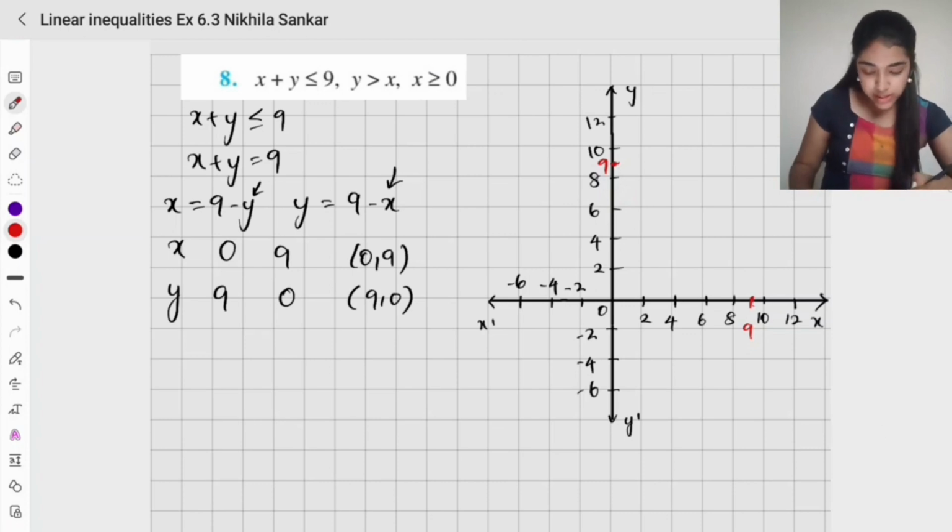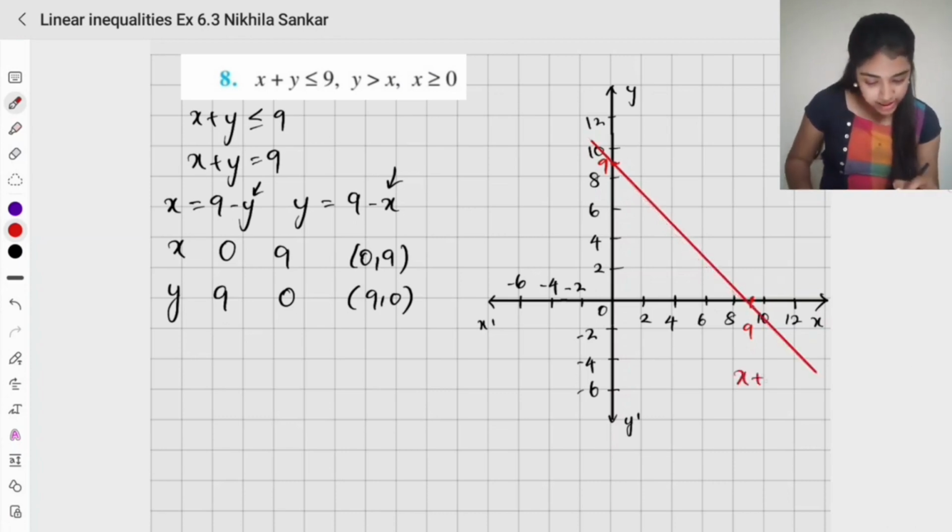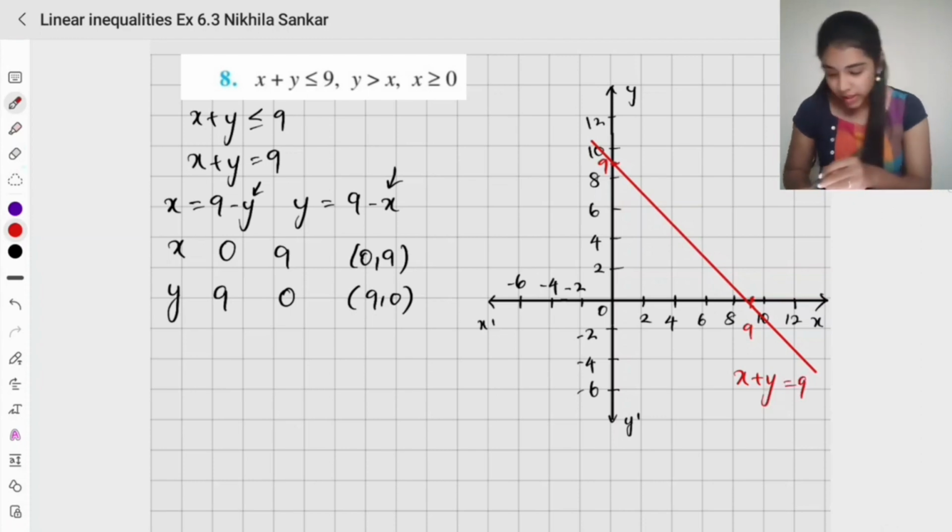So, I'm going to join these two. I see that it is a slack inequality. So, it is going to look like this. It is going to be a straight line. X plus y equals 9 oda line idu.